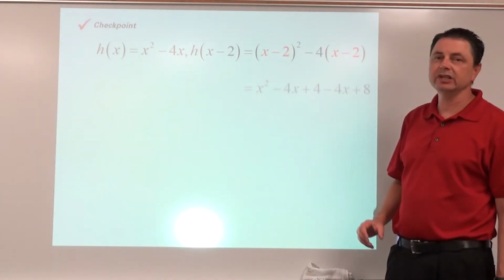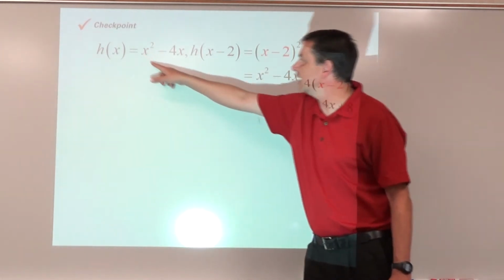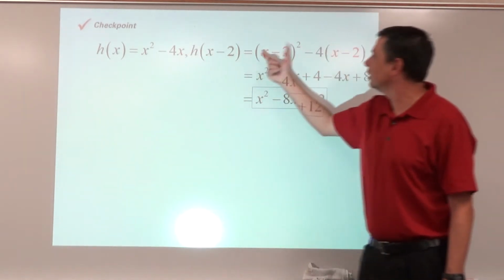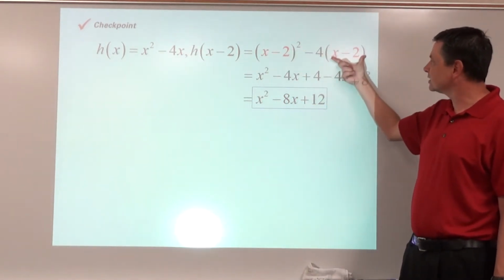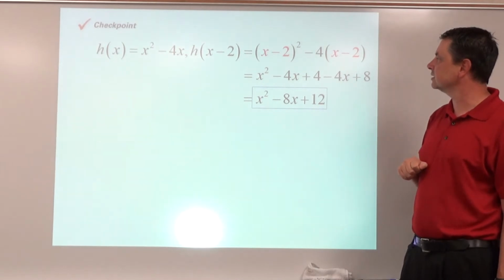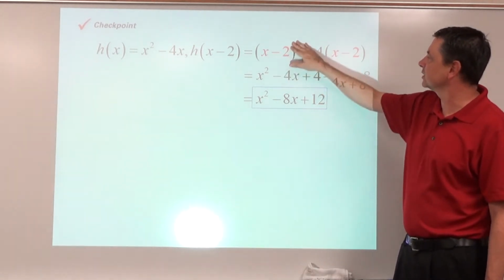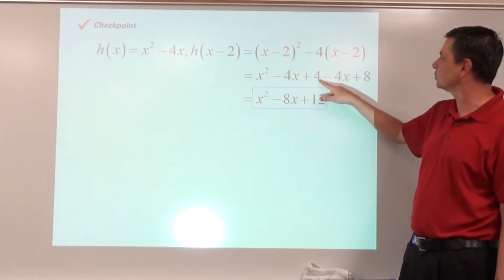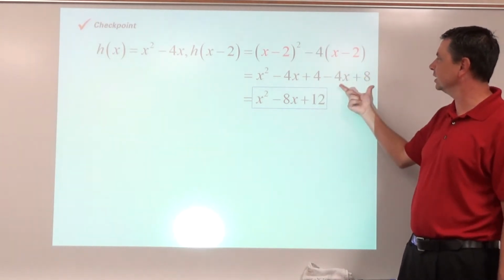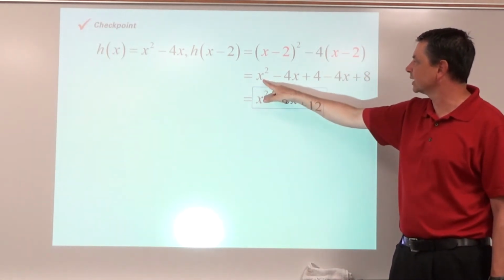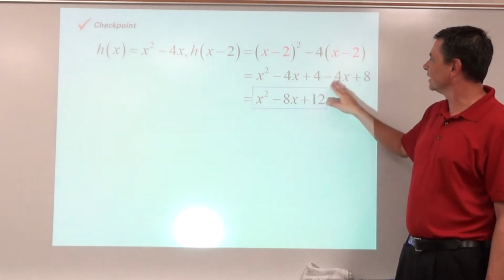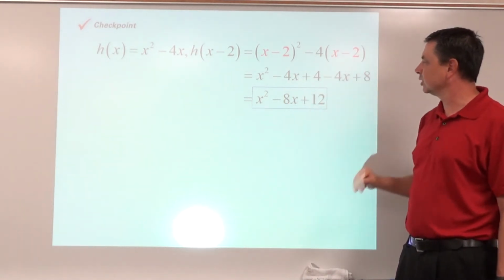First step is the substitution, so we're going to replace the x and that x with x minus 2 in parentheses and x minus 2 in parentheses. When we square x minus 2, we're going to get x squared minus 4x plus 4. Distributing here, combining like terms, we get x squared, combine like terms, we get minus 8x and plus 12.